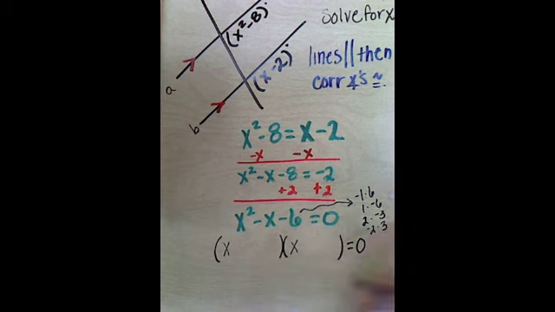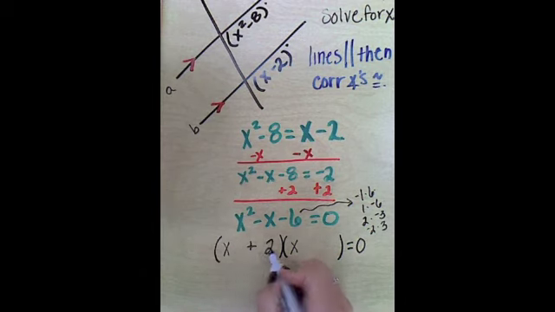I need to figure out which of these combinations add up to be a negative 1. If I used this, I get 5. If I used 1 and negative 6, I get a negative 5. If I used 2 and negative 3, there's the negative 1 I'm looking for. So it was a positive 2 and a negative 3.